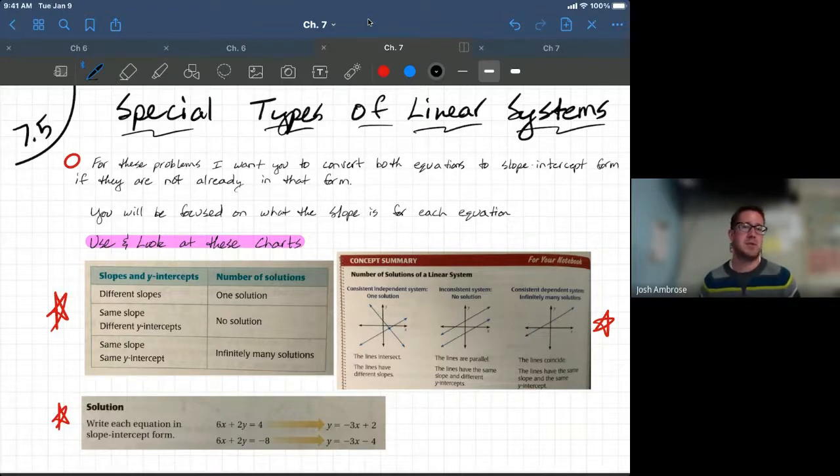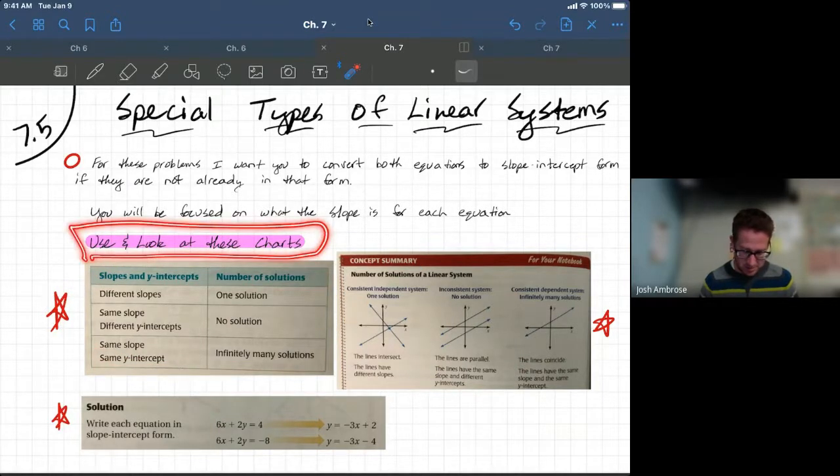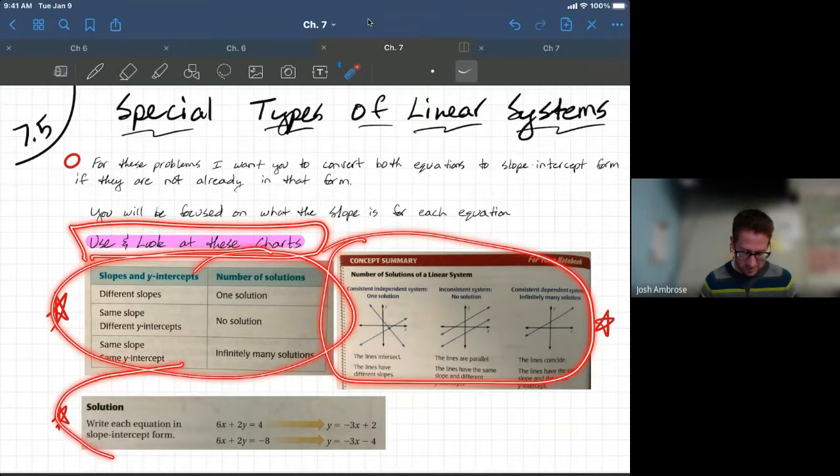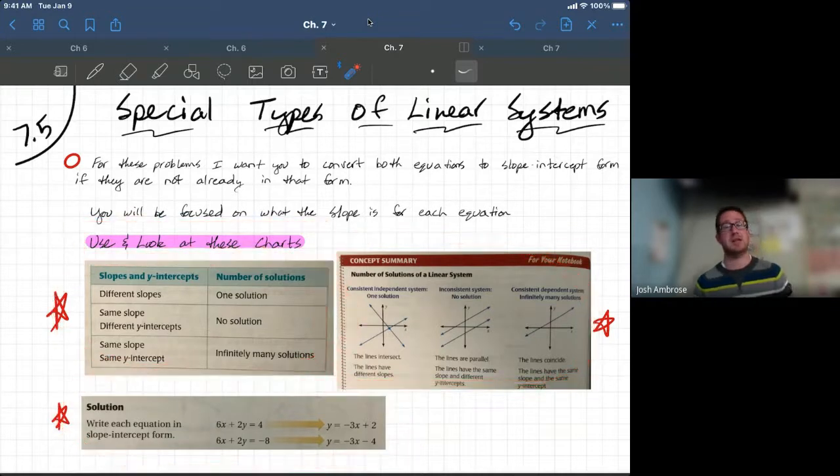So the title here is special types of linear systems. I'm going to want you guys to get all of these charts. Use and look at these charts, you're going to need them. This is important. I'm not necessarily saying you have to copy these down word for word, but there are some important things you really have to grasp from this.